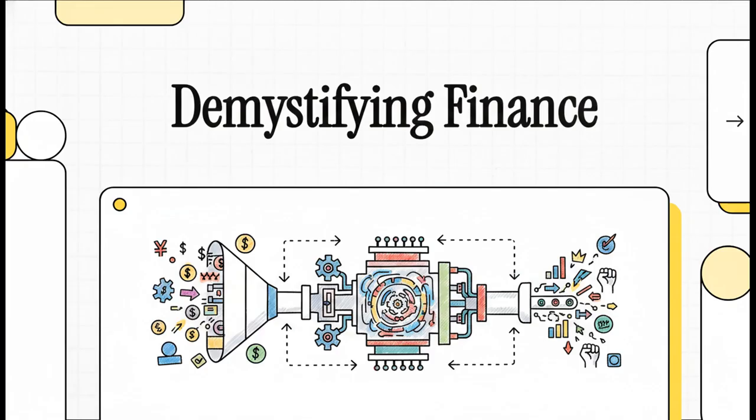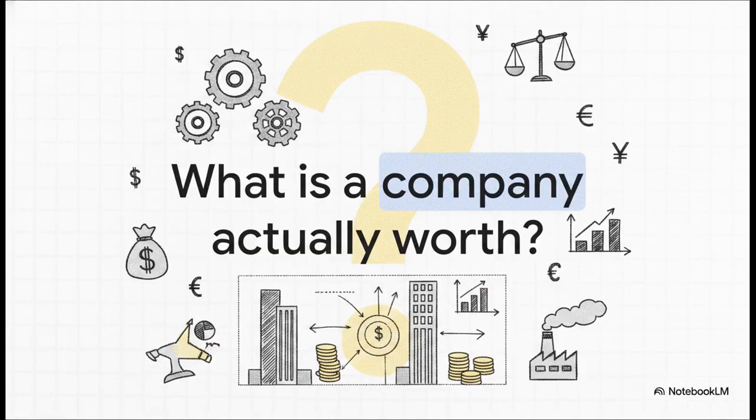It's this highly structured mechanism specifically designed to take in fuel, process it through an engine, and generate a very specific output. By breaking down the anatomy of this machine, we can clearly map exactly how money, value, and power actually flow through the entire global economy. Okay, let's dive into this.